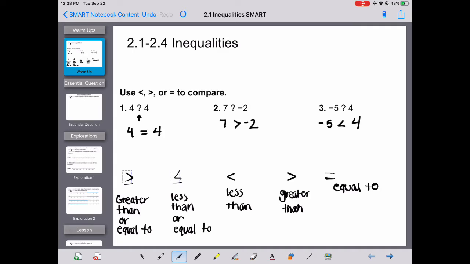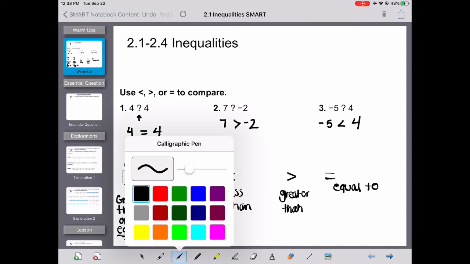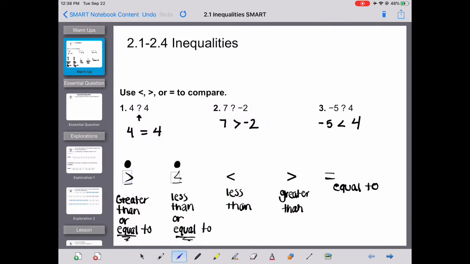When we graph, something you're going to want to keep in mind and write down: when you graph the specific point on a number line, you're going to want to use a shaded in circle anytime there is a line underneath, meaning it's less than or equal to or greater than or equal to. So that's the point. It's going to be a shaded in dot. It means that that value is included in the solution.